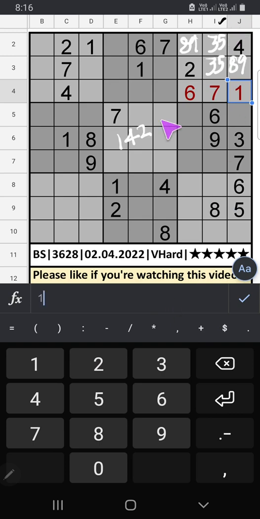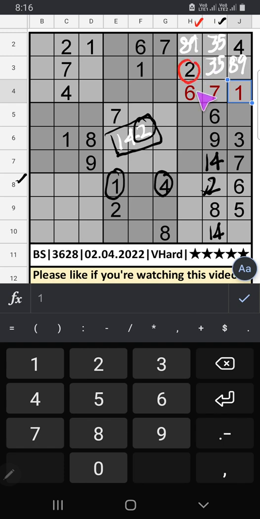Column I, 3 numbers are remaining, 1, 4, 2. 8th row we have 1 and 4. So 1 and 4 can't come in this cell. It will come in another 2 cells. We will confirm later. Then only 1 number is remaining, 2. 2 is confirmed here. Column H we have 2. So 2 can't come in the 3 cells. Then 2 is confirmed here.